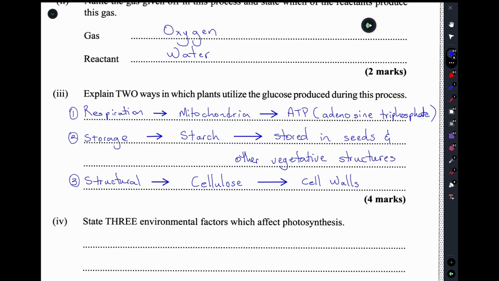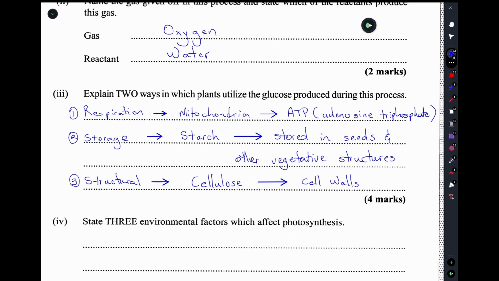One way it is utilized is respiration, right? You want to mention that the site of respiration is the mitochondria, and we want to point out the outcome of respiration, which is energy, or more specifically ATP, adenosine triphosphate. The glucose can also be used for long-term or short-term storage, but it is stored as starch. That is important to mention, the storage molecule and where it is stored. It could be stored in seeds and other vegetative structures.